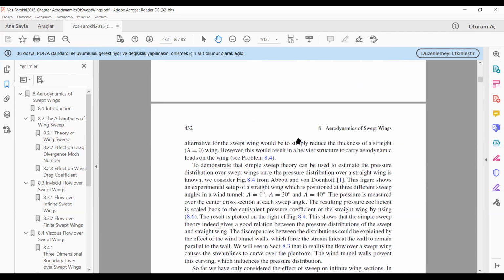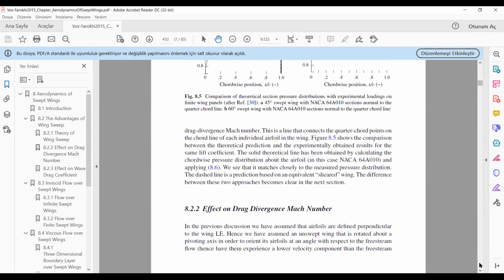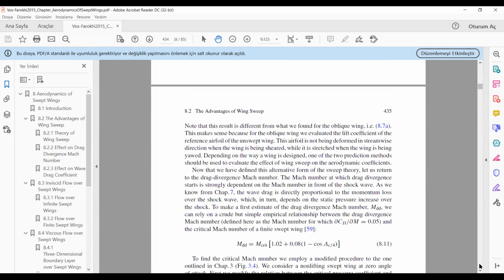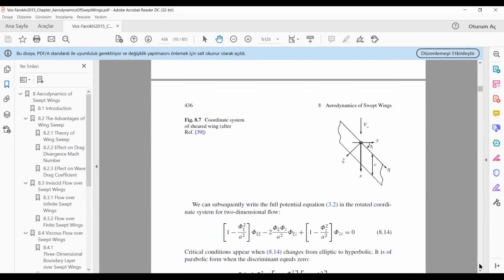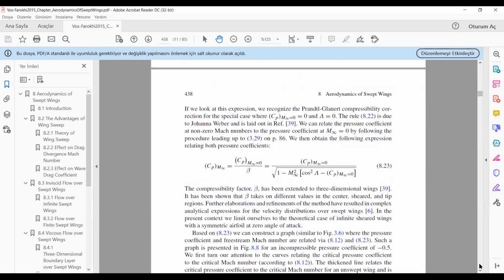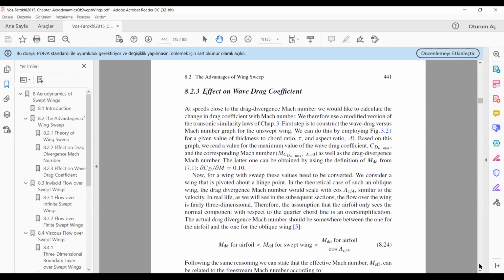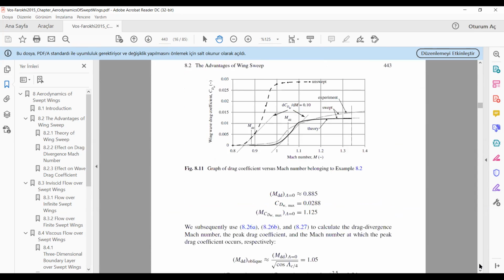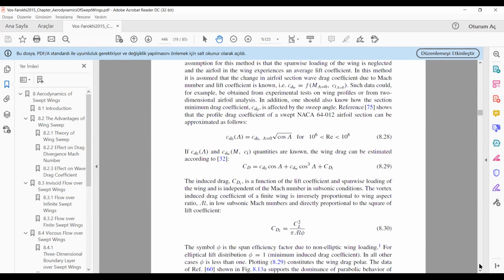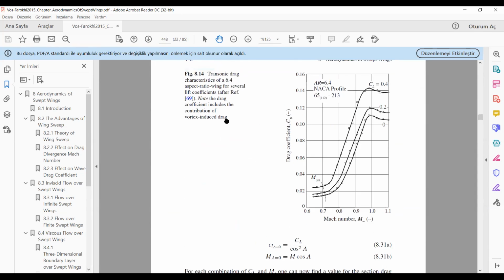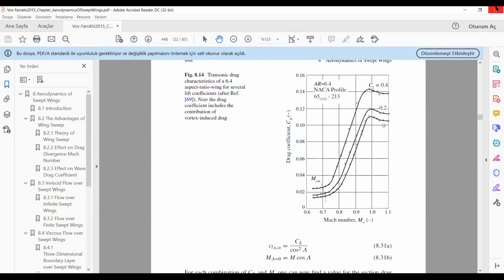We will put this in OptiClass. You can read more about this. Okay, and effects on drag divergence Mach number, as I just tried to describe conceptually, and effects on wave drag coefficients due to shock waves and everything. So all the details are here. Okay, any questions up to this point?